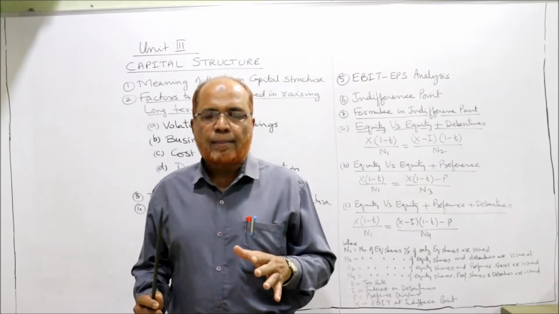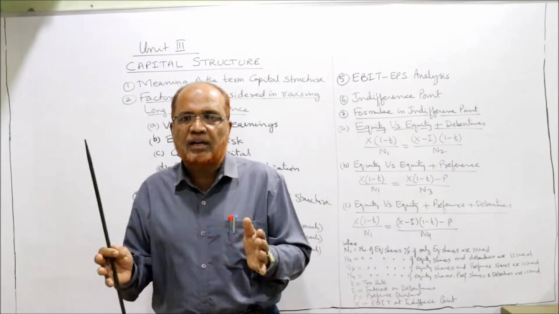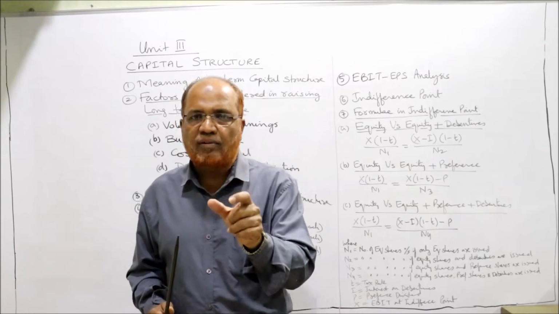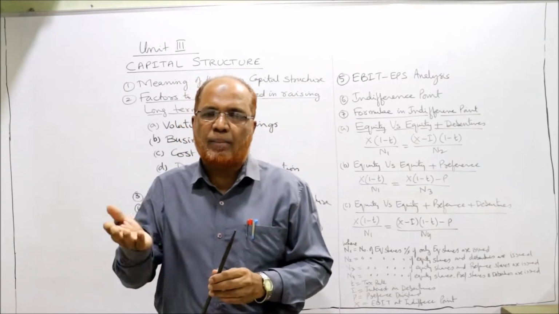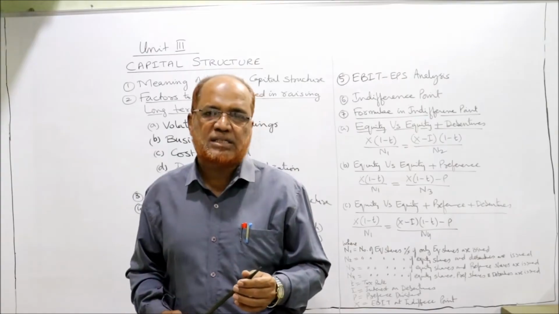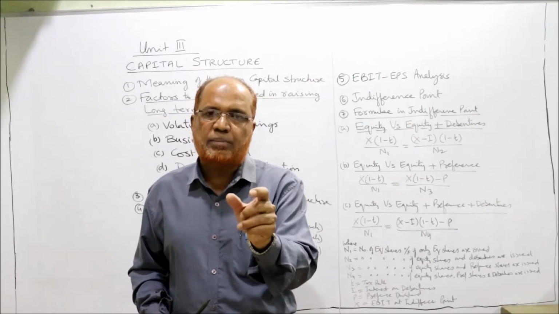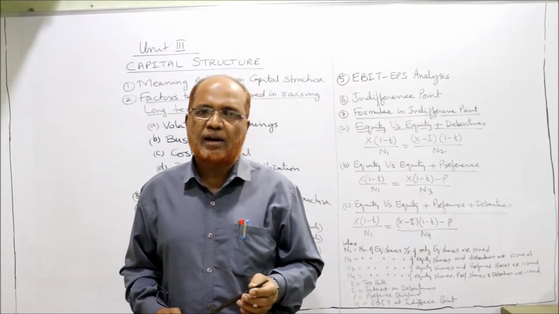So in this case, the finance manager has to resort to evaluating different combinations of debt-equity mix in order to find out at which point the overall cost of capital will be lowest and the market price of the share will get maximized. So optimal capital structure is that capital structure at which the overall cost of capital will reduce.